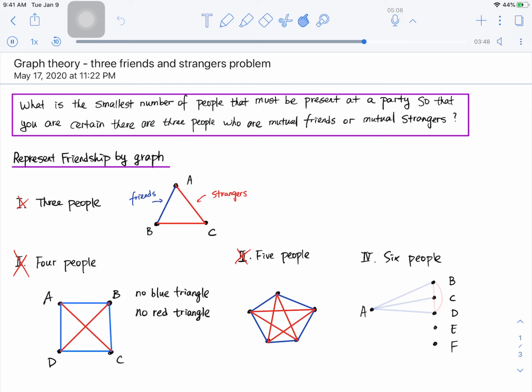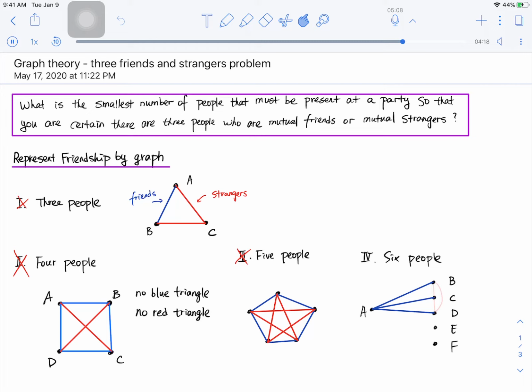So here you can see that A is connected either through a blue line or a red line to 5 people. Then by the pigeonhole principle, we know that at least 3 of the lines will share the same color. Without loss of generality, we're just going to assume that A is connected to B, C, and D, all in the blue color. So A is friends with B, A is friends with C, and A is also friends with D. So now let's think what's going to happen among B, C, and D.